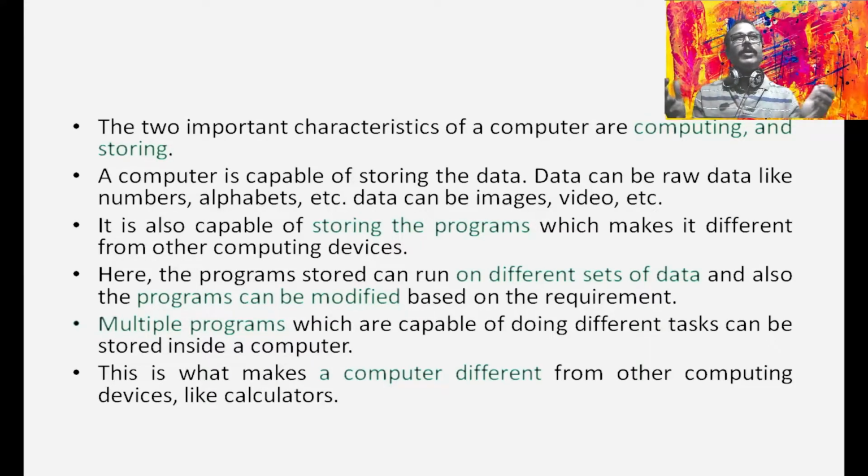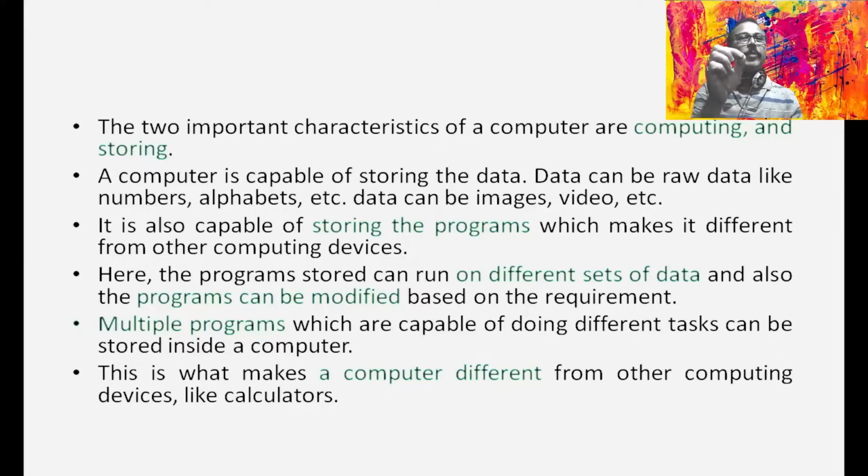You can have different programs, multiple programs which can perform different tasks. Suppose you can have one program to add numbers, one program to multiply two numbers, another program to divide two numbers, and a program to determine whether a given number is prime or not. Like that, you can have multiple programs. Depending on your requirement, you have to write the program and then run it.